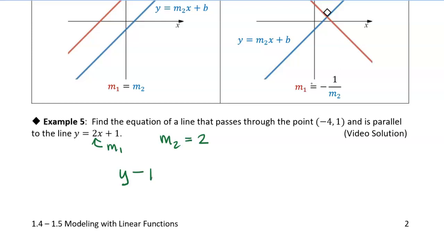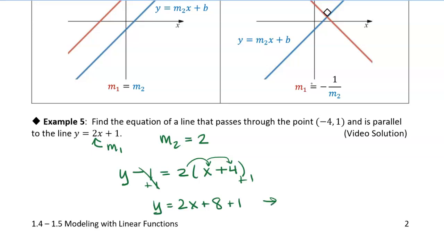So y minus 1 is equal to 2 times x minus negative 4, which is plus 4. All right. Now I'm going to rearrange this into slope intercept form. So I'm going to distribute the 2, and then I'm going to add 1 to both sides. I'm going to go ahead and do everything all at once. So I'll get y is equal to 2x plus 8, and then plus the 1 that I added to both sides. Then when I add the 1 to this side, minus 1 plus 1 goes away. It's just 0. Now I can clean that up a little bit. I get y equals 2x plus 9. And that's the equation of the line that passes through that point and is parallel to that line.